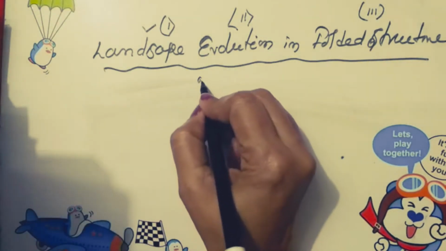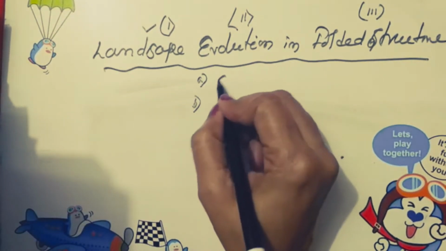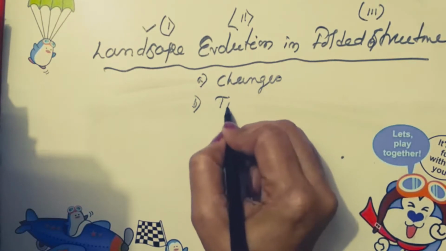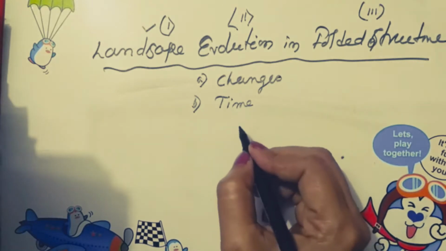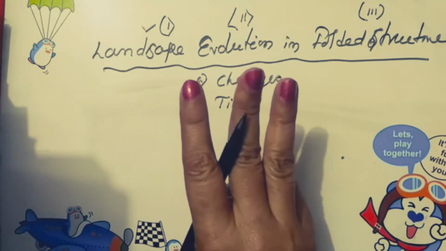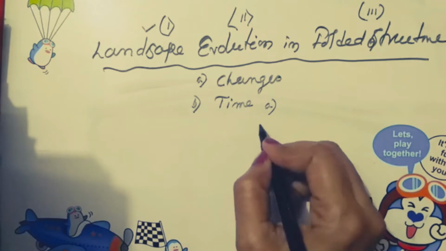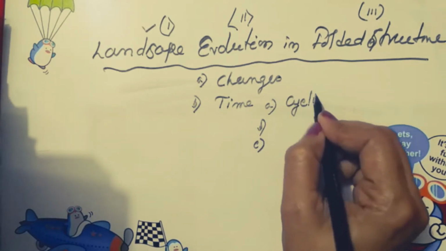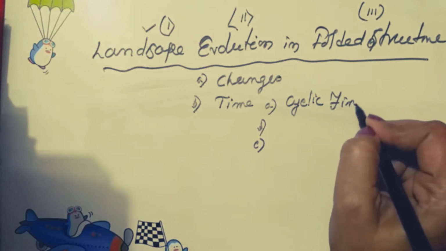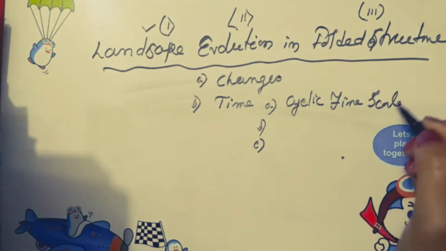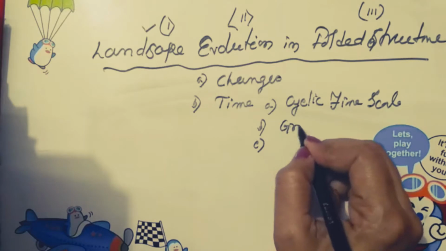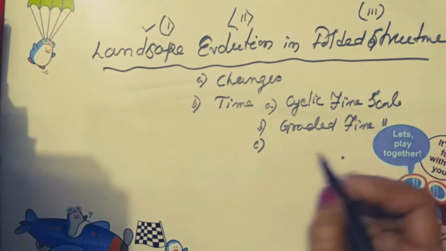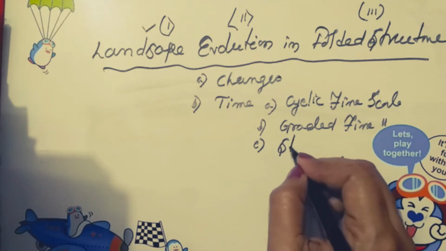Second one is the evolution. Evolution related to two things. First one is the changes and second one is the time. Okay, in geography, there are three types of time scale. First one is the cyclic time scale. Second one is the graded time scale. And last one is the steady time scale.